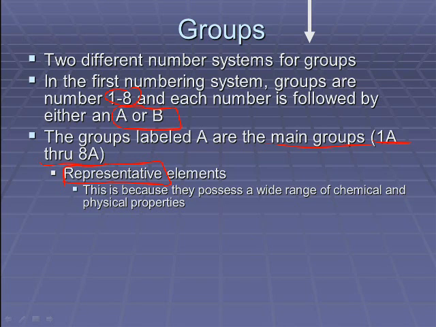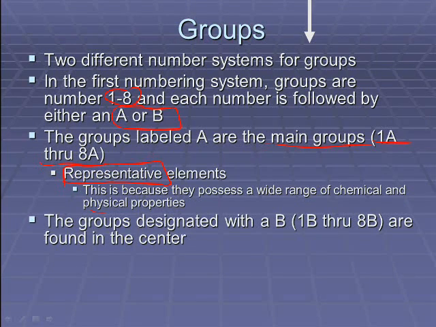Now, representative because they possess a wide range of chemical and physical properties. Now, the groups designated with a B, 1B through 8B, are found in the center. Transition elements. Okay, they transition from one representative to another. So those are the transition elements. So we're often referred to either representative or transition. So we'll mostly be talking about representative elements.